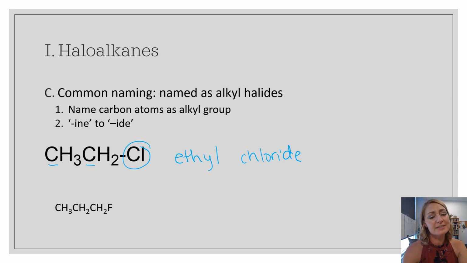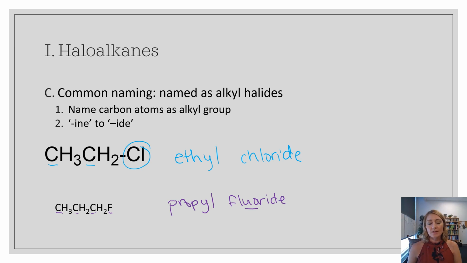This is for very simple haloalkanes. You wouldn't see this for more complex ones. We defer to the IUPAC naming system. For our next example, 1, 2, 3. 3 is prop. Because it's an alkyl group, we add the YL, propyl. Fluorine becomes fluoride. Biggest pet peeve is when we misspell fluorine. Make sure you're not writing flourine. It's F-L-U-O-R.